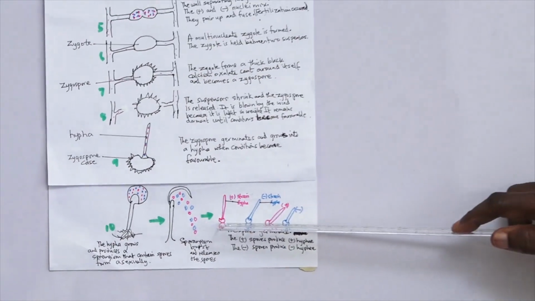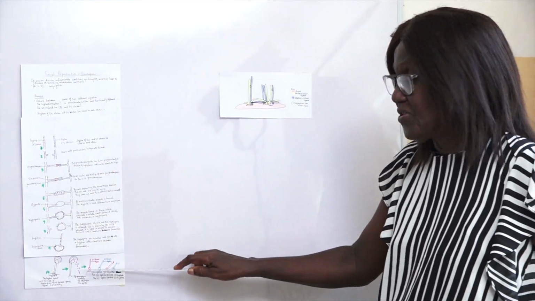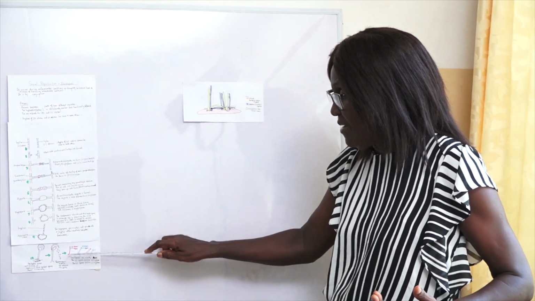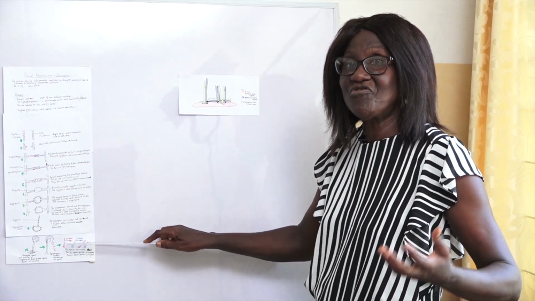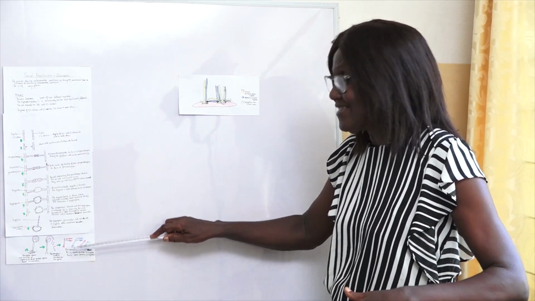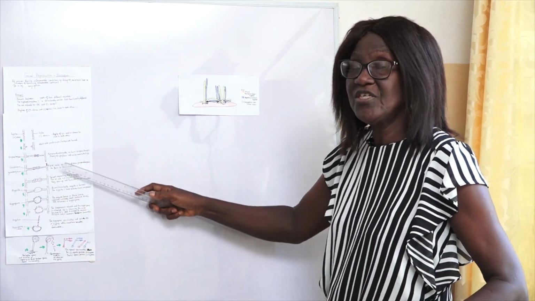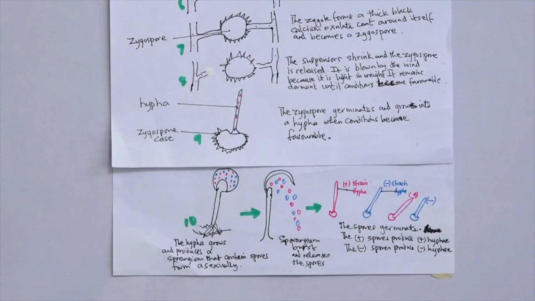The positive spores, when they get the right conditions, moisture, warmth, good substrate, will germinate and grow into a hypha, and then mycelium that are positive strain. Then the negative spores will also grow into hyphae that are negative strain. So this is sexual reproduction that occurs in Rhizopus. Sexual reproduction will take place to form zygospores that will ensure that the fungi's life is preserved during unfavorable conditions.